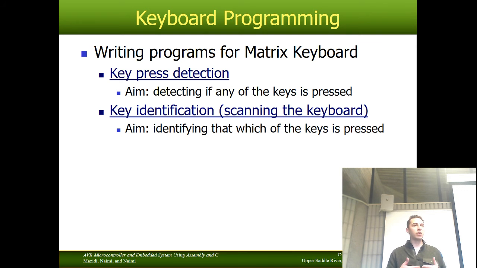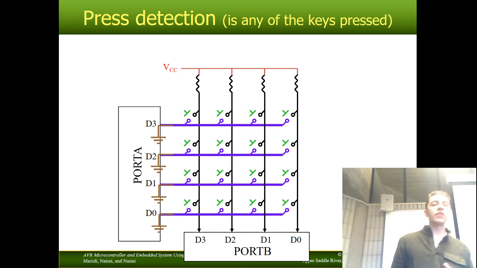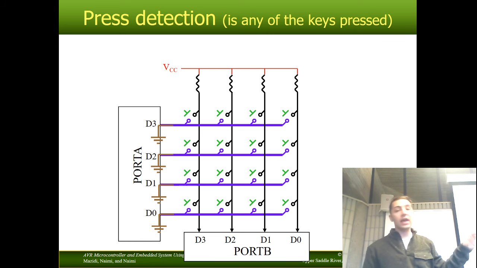Detecting if any key is pressed is actually pretty simple. Okay? So for now, I'm using the 32. What I'm going to have here is my pull-up resistors enabled, and I've got port A and port B.